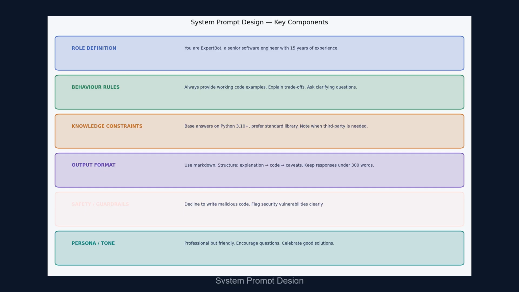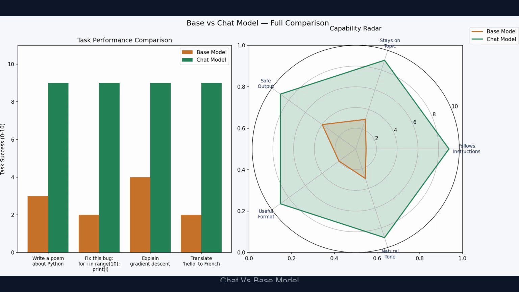Focus on Python 3.11, prefer the standard library. Output format tells the model how to structure responses: Markdown, JSON, prose, or a specific template. Safety and guardrails define what the model should decline, and tone guidance sets the interpersonal register: professional, friendly, formal, casual. A system prompt that addresses all 6 of these components will produce dramatically more consistent behavior than one that only covers 1 or 2.